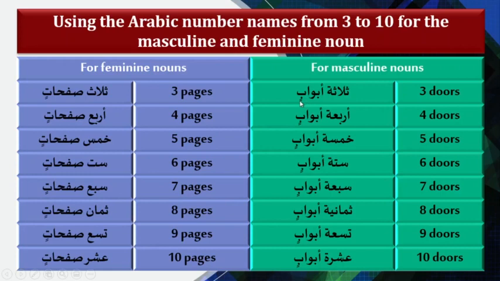And for the feminine noun, you can see here 3 pages, 4, 5, 6, 7, 8, 9 till 10 pages. So page is called safhatun, which is singular, and safahatun, which is plural here. But this number name is masculine because the noun is feminine here. So it will be pronounced like ثلاث صفحات 4 5 6 7 8 9 10 صفحات.